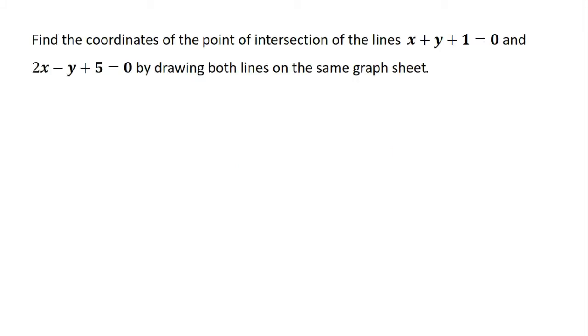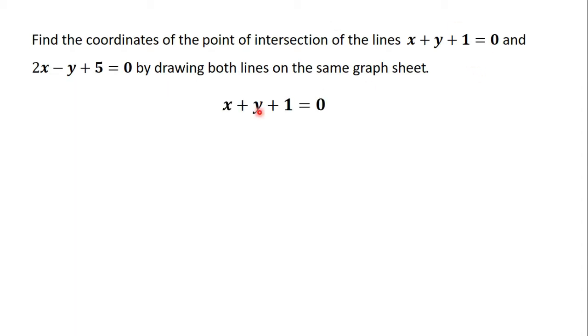The question for this video is: find the coordinates of the point of intersection of the lines x plus y plus 1 is equal to 0 and 2x minus y plus 5 is equal to 0 by drawing both lines on the same graph sheet. We have learned that if you want to draw the graph of a line on a graph sheet, you will need at least 2 points that fall on the line.